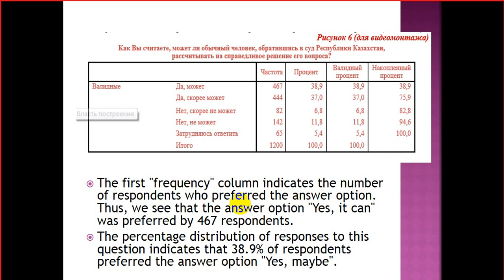Can you see the table? Figure number 6. Yes, great. The first frequency column, you see, indicates the number of respondents who preferred the answer options.